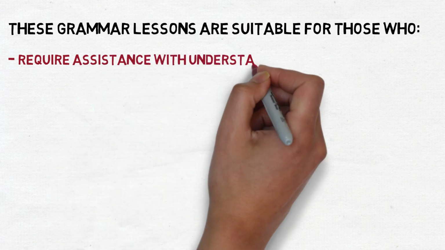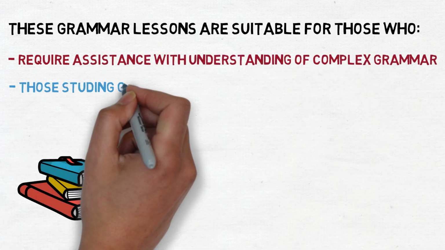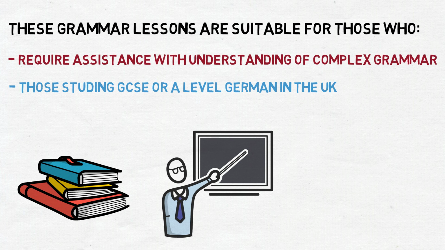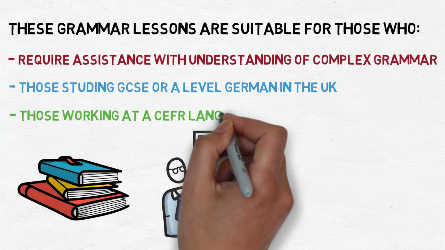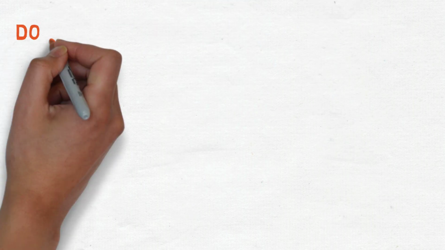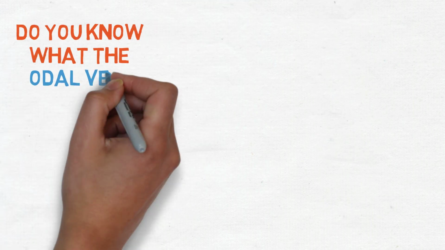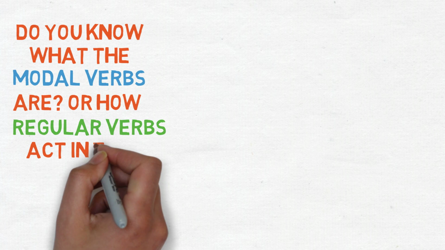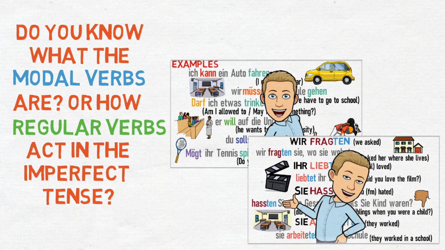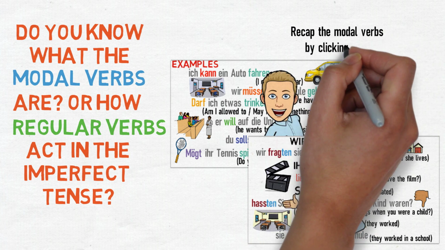This lesson is designed to assist with the understanding of the more complex aspects of German grammar and is suitable for students studying for GCSE or A-level in the UK, or students of an equivalent level. In terms of CEFR language learning levels, this is approximately A1 to A2 level. To understand this lesson, it's important that you understand what a modal verb is and how regular verbs act in the imperfect tense. If you haven't seen these videos, please start by watching the modal verbs video by clicking here.